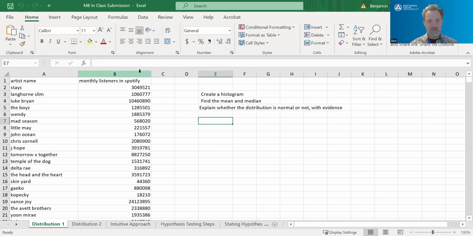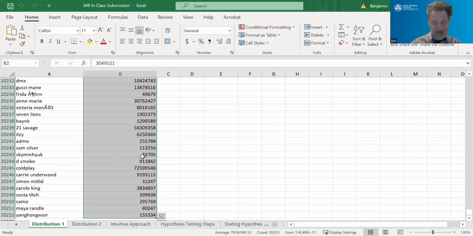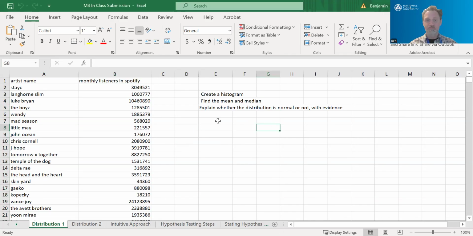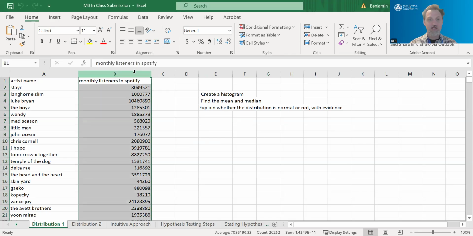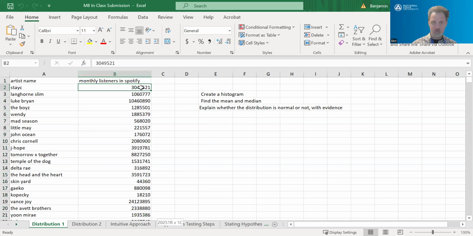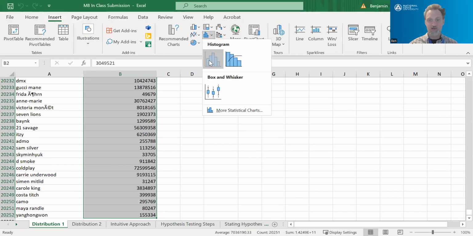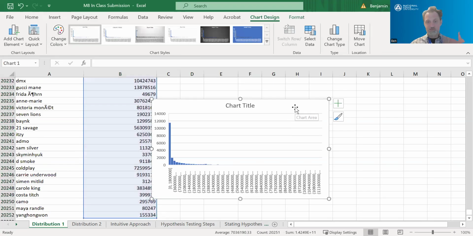And given how extensive this data set is, let's just do a control shift down check here. This is 20,000 data points because there's a lot of artists out there. I might consider just using Excel's tool. So remember to do that, you highlight that column. This text might get in the way, so I'll do the control shift down thing and then do insert and then the histogram here. Boom. And it produces a histogram for me.